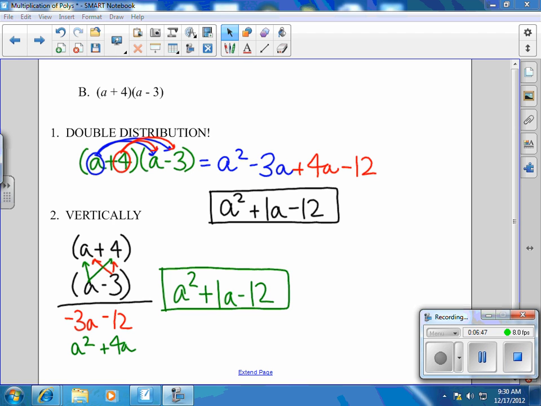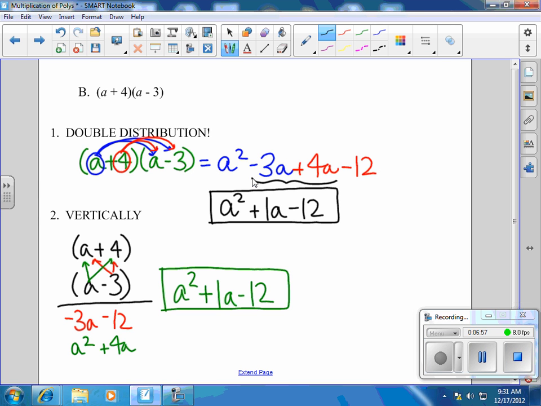Alright, the answer you should have gotten is a squared plus 1a minus 12. The one you can take or leave, but you need to simplify these two things right here. Since they're like terms, negative 3a and 4a, you have to combine them. Don't leave your answer as those 4 terms when you can combine.